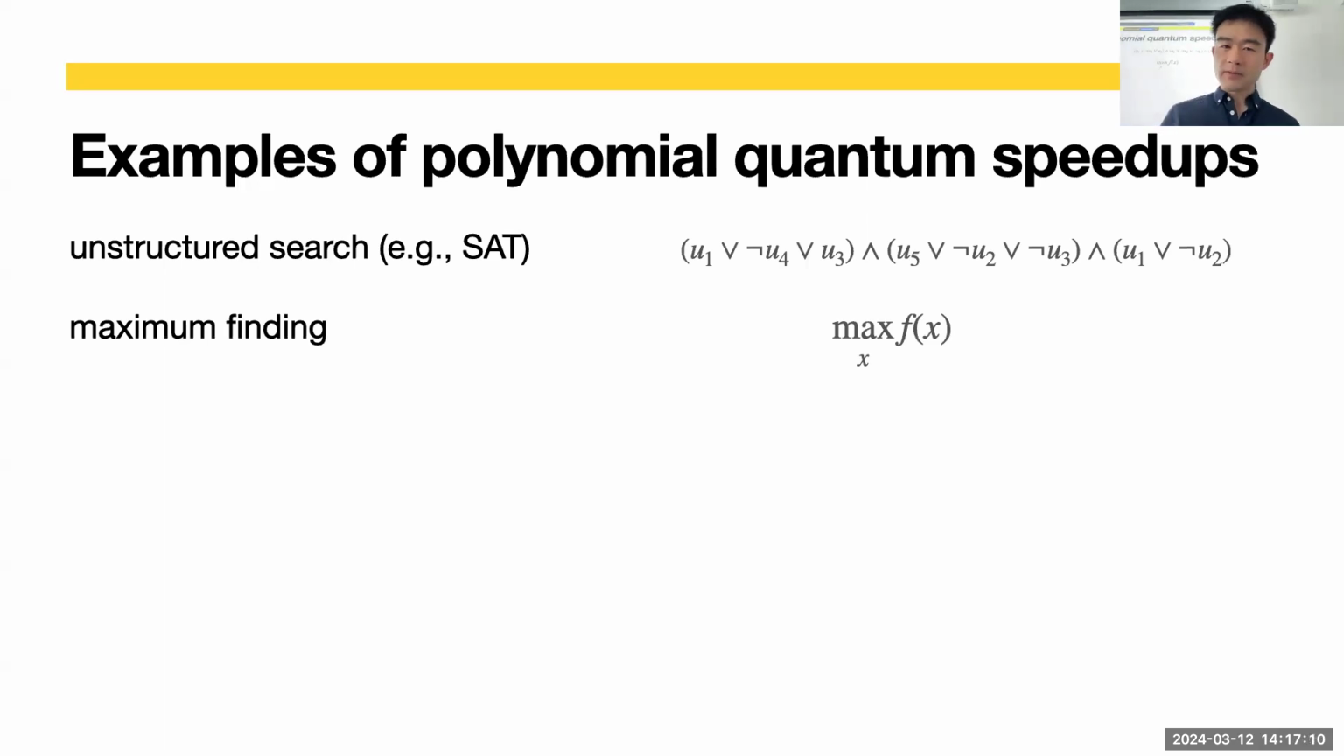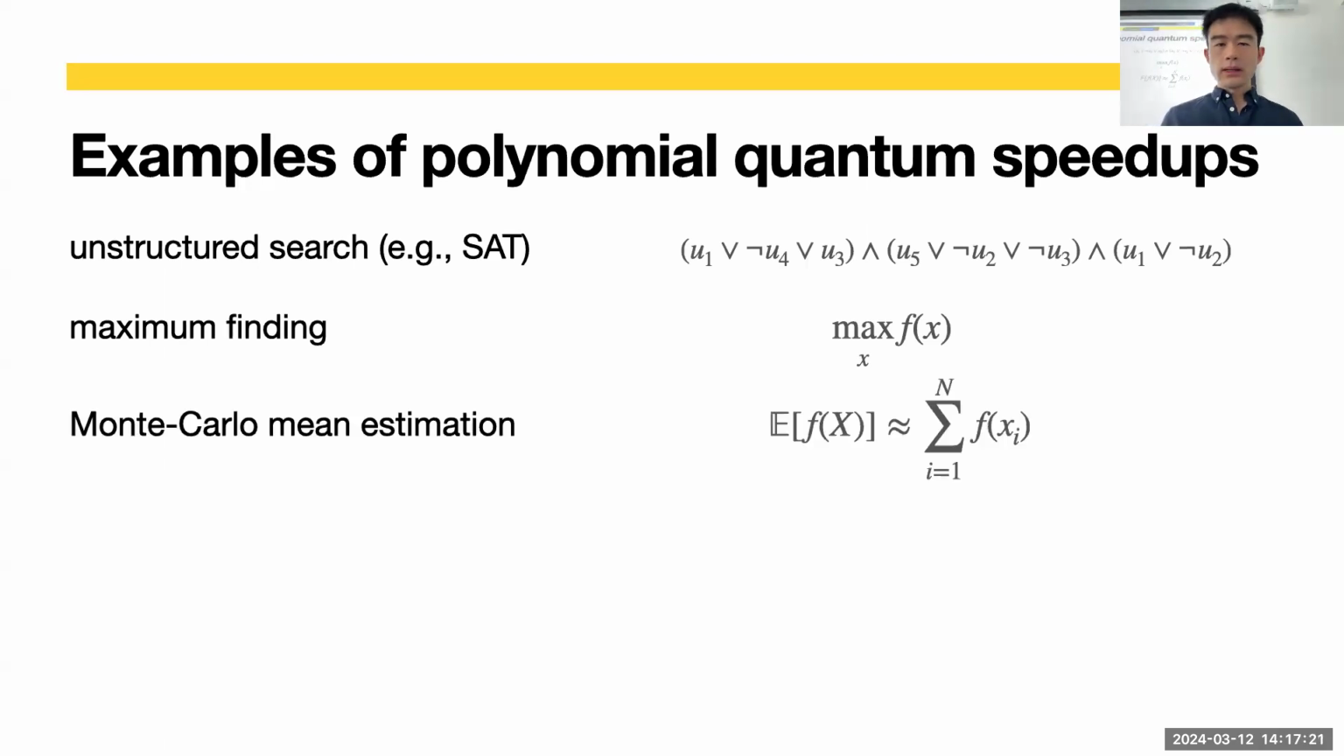There's also something called maximum finding. This is a very generic problem. You have a function f, and you want to find the input x that maximizes f. Another interesting example is Monte Carlo mean estimation. Here you have a random variable x, and you want to estimate the expectation value of f of x over the randomness of x. Classically, you would take samples distributed according to the random variable x, evaluate f on these samples, and perform the sum. I guess there should also be a 1 over n that's missing from the slide. This is also a procedure that can admit a polynomial, in fact quadratic, quantum speedup.